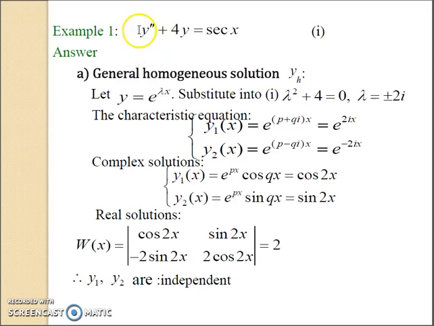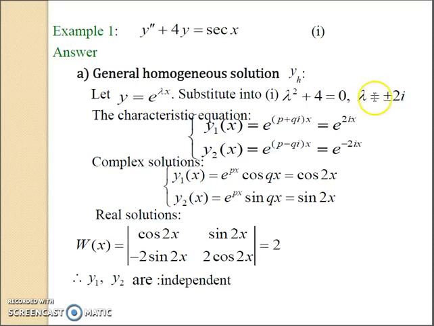First is to find the general solution of the homogeneous system. Then we have to find the solution for the non-homogeneous equation. And the third is to add those two solutions to find the general solution of the non-homogeneous equation. So the first step is the general solution of the homogeneous equation, denoted by yh, obtained by taking the right side as 0. Let y = e^(λx), substitute in equation 2, which gives λ² + 4 = 0. This is known as the auxiliary equation or characteristic equation.